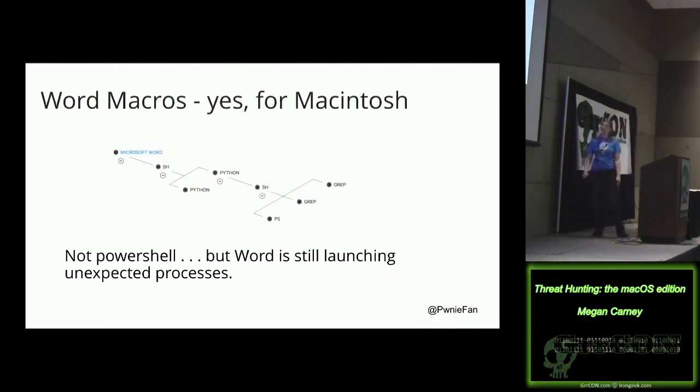So this is a Word macro on a Macintosh. You can get the sample from Patrick Wardle's site. It's actually kind of fascinating in that it's very similar to a macro on the Windows side, right? So we have Microsoft Word launching a shell, which launches Python, which launches that ps command. For those of you not familiar with Unix stuff, that lists processes, and then two grep commands, and we're going to find out more about what they do later. So this isn't PowerShell, right? But Word doesn't launch Python very often. So this is one of the things you can look for.